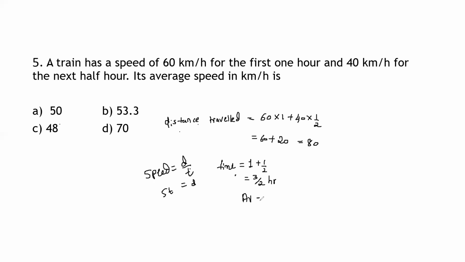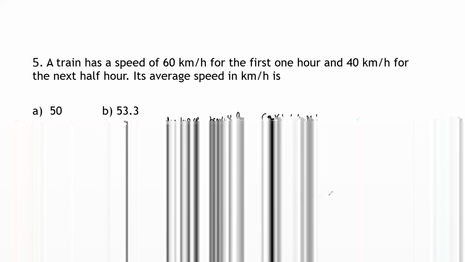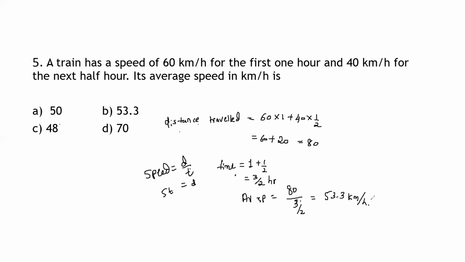Therefore, average speed is equal to total distance traveled divided by total time taken, which is 80 divided by 3 by 2. So 80 into 2 is 160, 160 by 3. It is 53.3 kilometer per hour. That is option B is the correct option here. Option B is the correct option.